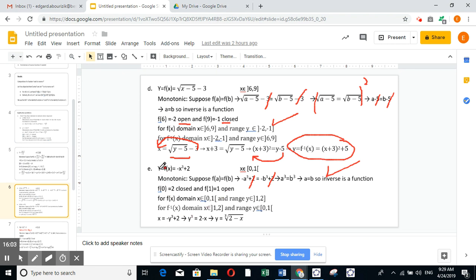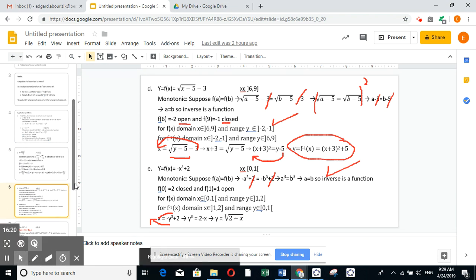And to find the inverse, I replace y by x and x by y. I will get x equals minus y cubed plus 2. I put y on that side and take x to the other side. Because I have a cube, to remove the cube I take the cube root of 2 minus x, which is the inverse function.